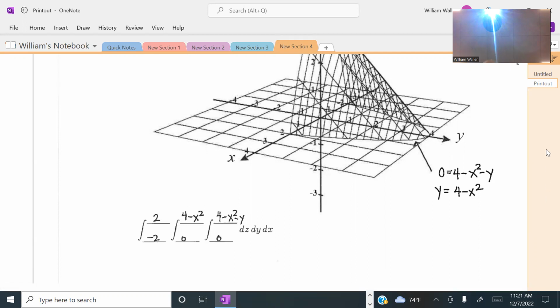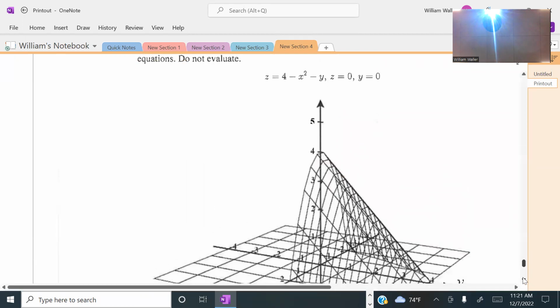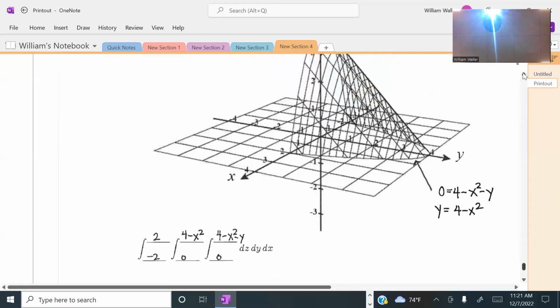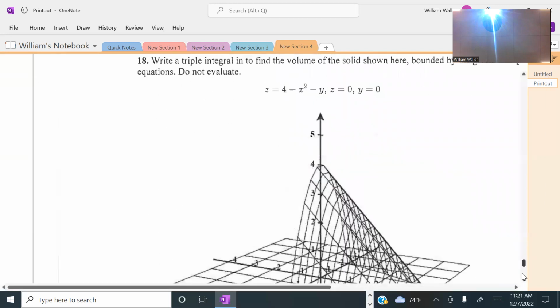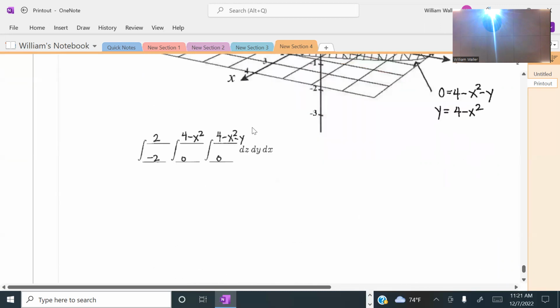What was the formula for this surface? Was it z equals something? Ah, there it was. z equals 4 minus x squared minus y, right? Is that y squared? Did I leave off a square again? Oh no, just y, right? So there's our limits of integration. z just goes from 0 to the surface, 4 minus x squared minus y.